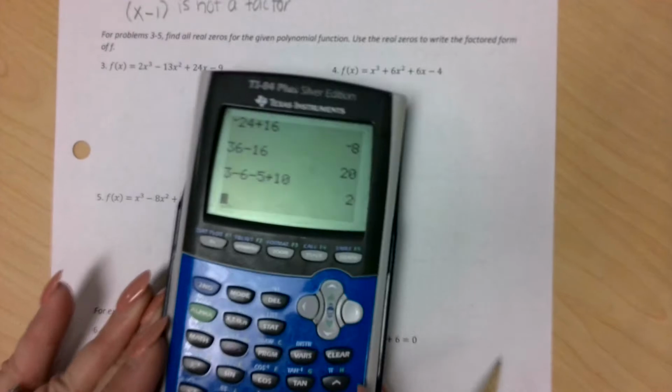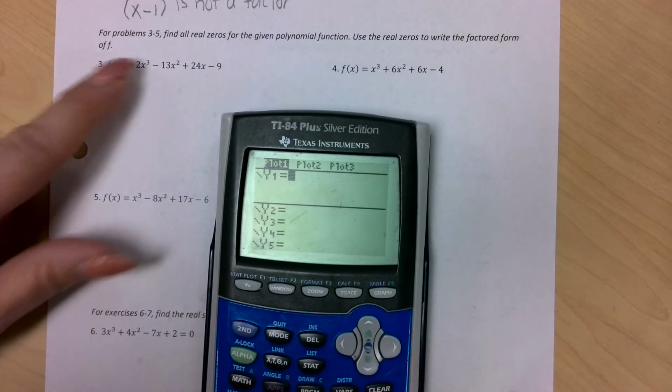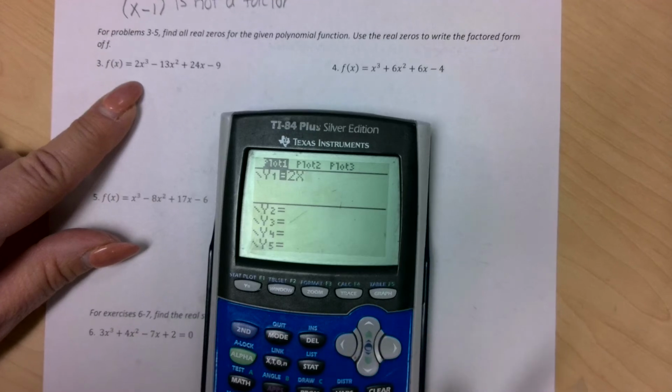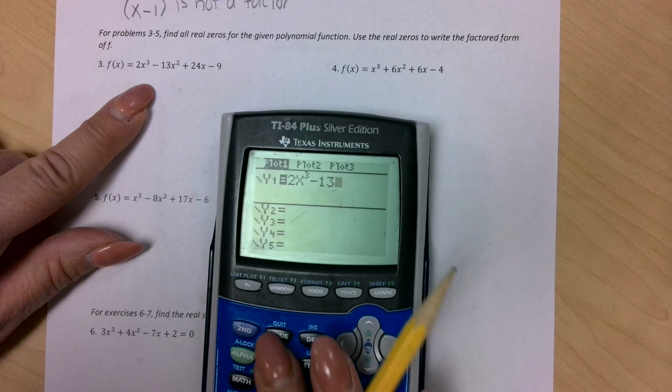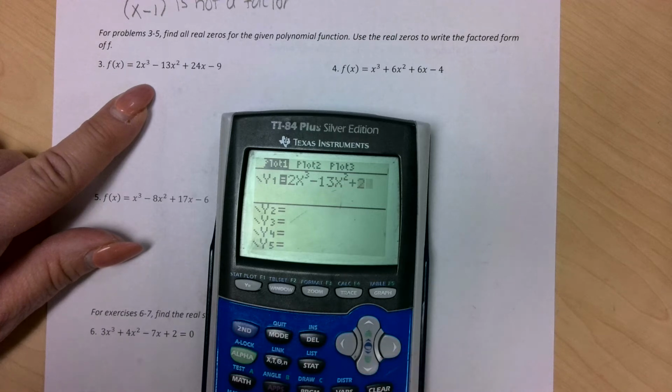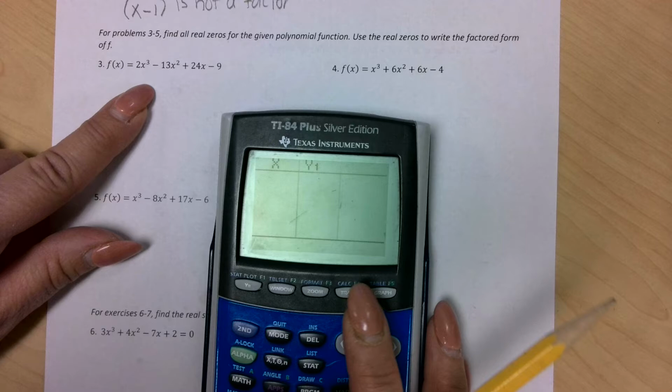So I'm going to grab my calculator and I'm going to plug the equation into my calculator. 2x cubed minus 13x squared plus 24x minus 9. Then I'm going to go to my table by hitting second and graph.